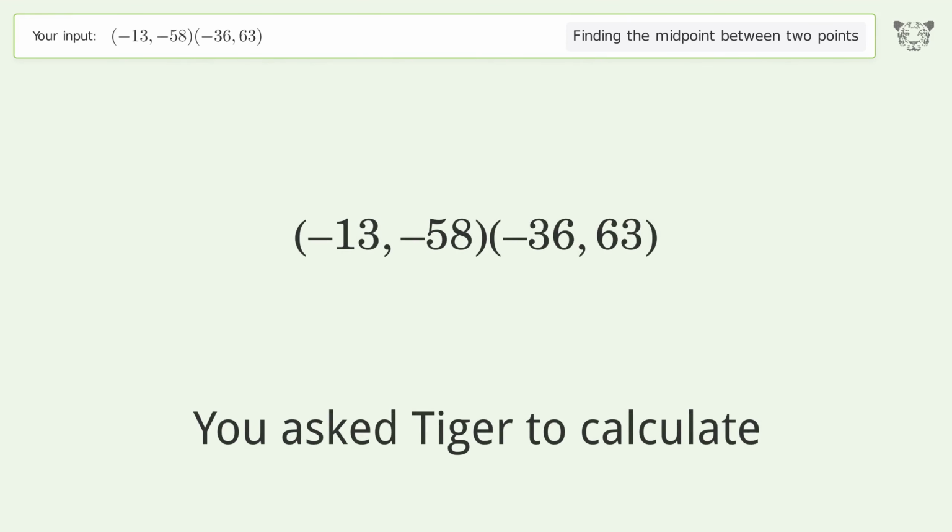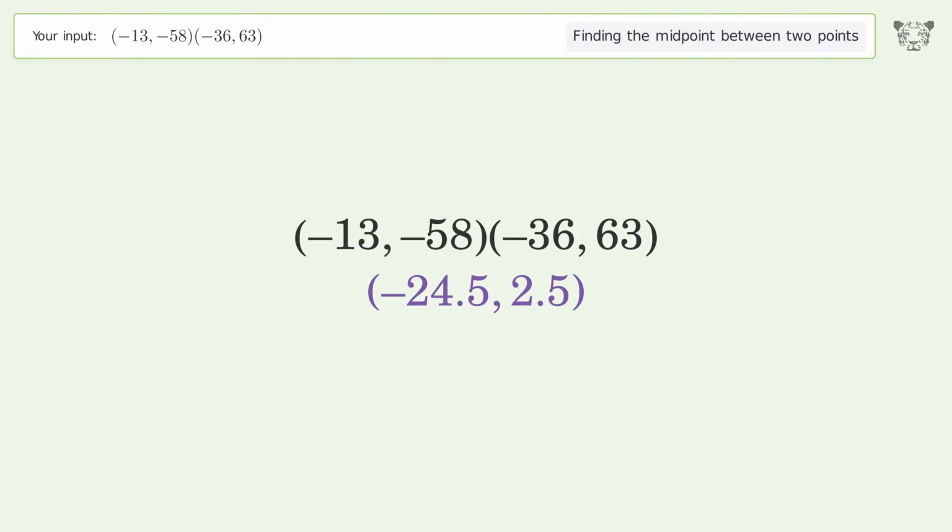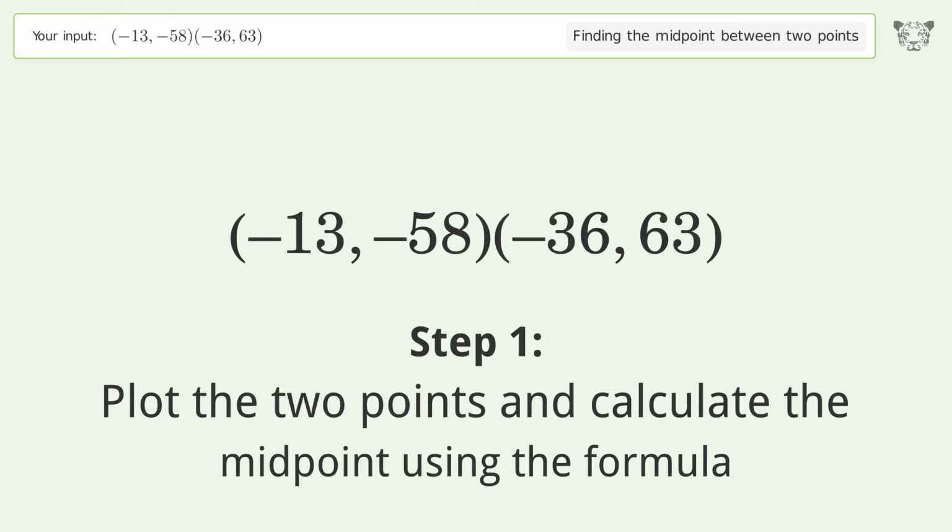You ask Tiger to calculate. This deals with finding the midpoint between 2 points. The midpoint between the 2 points is negative 24.5, 2.5. Let's solve it step by step. Plot the 2 points and calculate the midpoint using the formula.